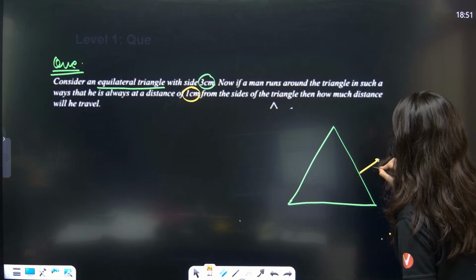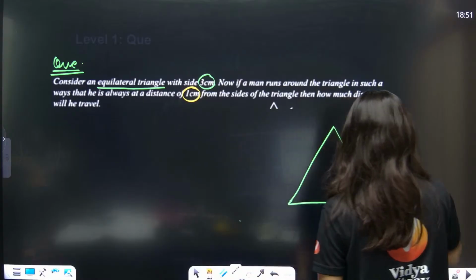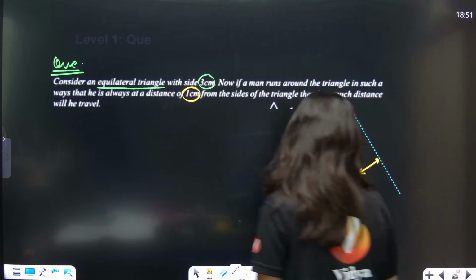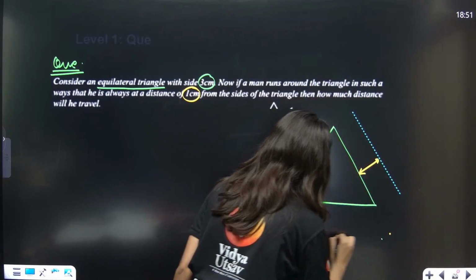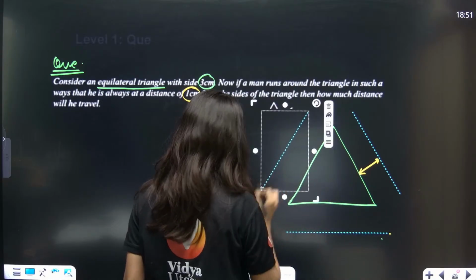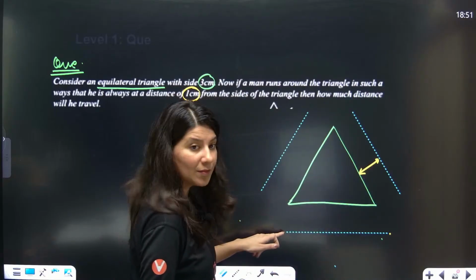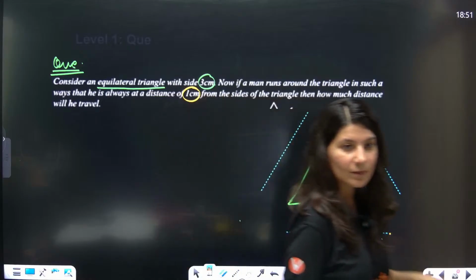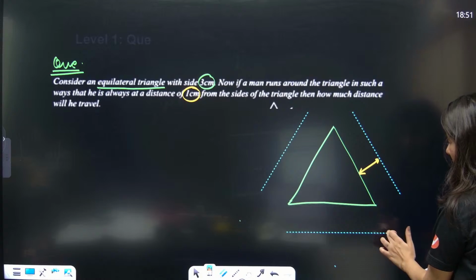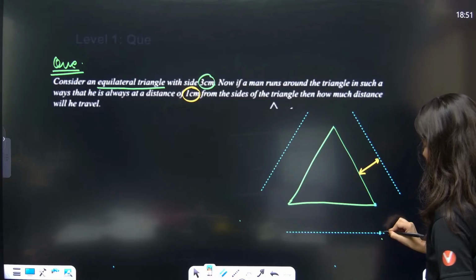Man is always 1 centimeter away. So if I just try to draw this, it will look like this. Man is always 1 centimeter away from your triangle side. So the man starts from here, 1 centimeter away. He starts running. And the moment he reaches this point, right now I am 1 centimeter away. Now what to do?